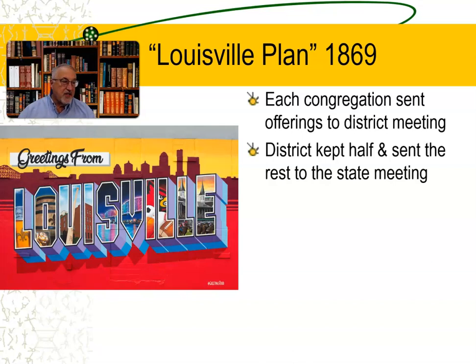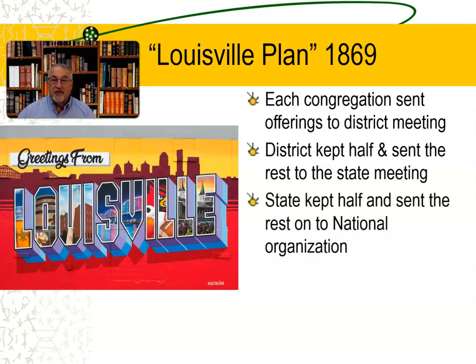The district receives your $100 from Church X. Okay? From that $100, they're going to keep half. They're going to keep 50. What are they going to do with the other 50? They're going to send 50 of it to the state organization. And what's the state organization going to do? They're going to keep half. They get 25. Then they're going to send the last half, $25, to the national organization.